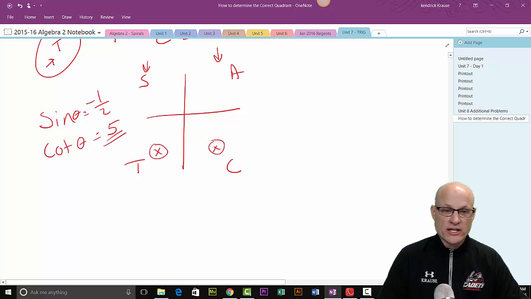Now I want cotangent. I don't care that it's a 5. I care that it's a positive 5. Well, everything's positive here. And where else is tangent positive? Tangent positive's here. So I would pick quadrant 3.